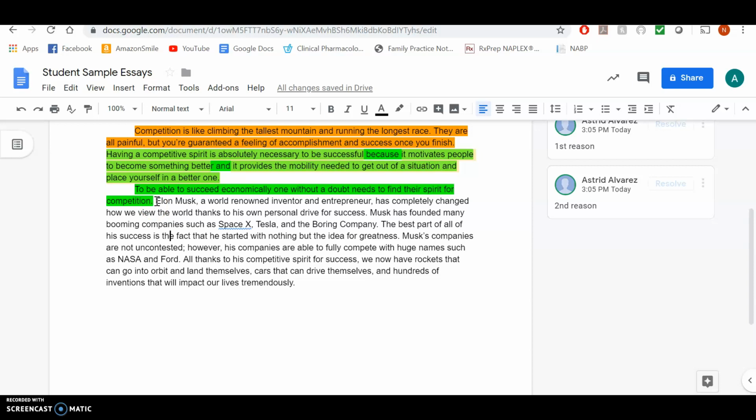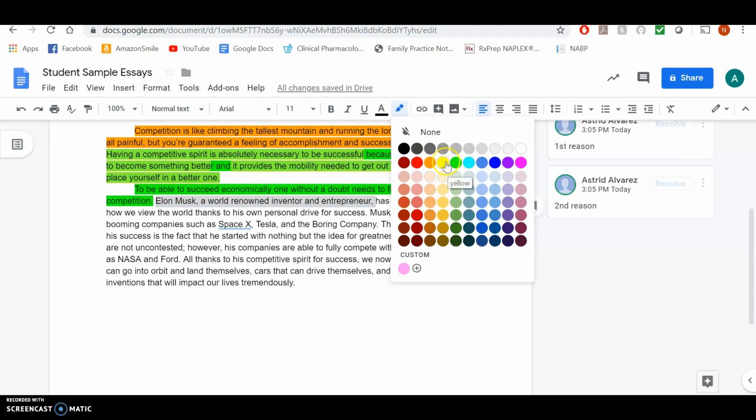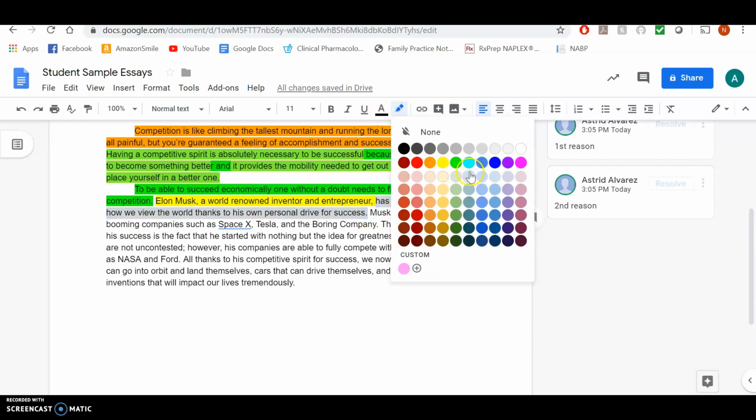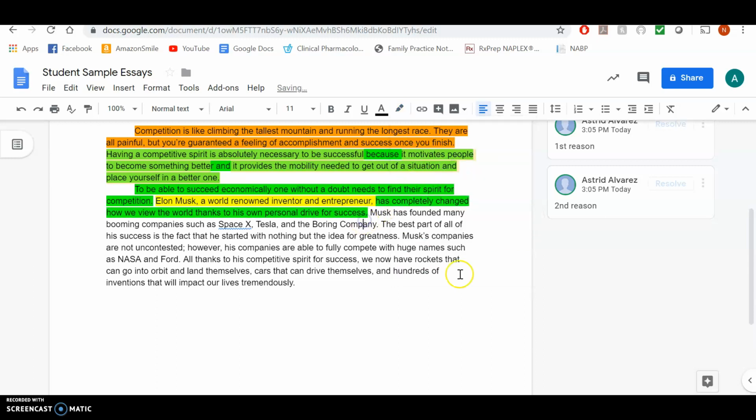And then we have this one. So the interesting thing about this student and the way that they write is that they have multiple types of functions within each sentence. So up until this point, this is evidence. Okay, we use Elon Musk. So that's my evidence, right? But then something interesting happens, because he says, has completely changed how we view the world thanks to his own personal drive for success. This is still part of the evidence, but it's also a claim. Now, the reason why this is a claim is because he needs to go back and prove this through whatever else he's going to say within the rest of the paragraph.